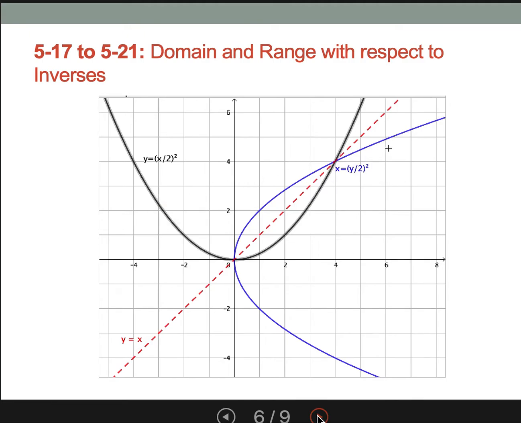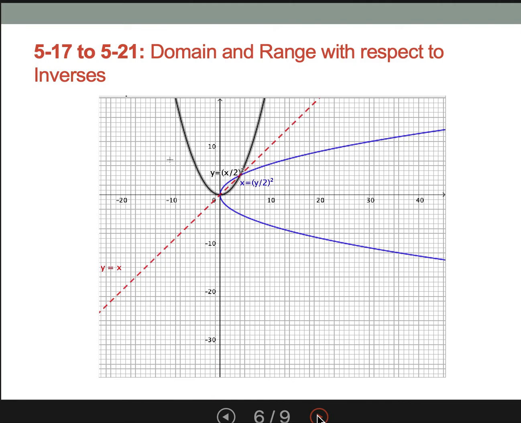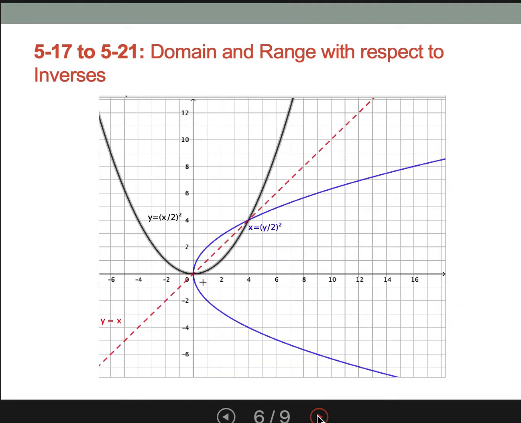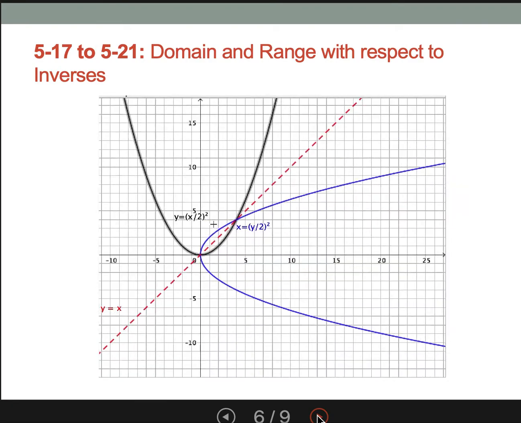Okay, so now I'm going to ask you, what is the domain and range of the original function, and what is the domain and range of the inverse? Okay, you're right. The domain of the original function is all real numbers, where I can widen this as much as I want. It goes forever out. And the range is y is greater than or equal to 0, because the lowest point of y is 0, and it goes forever up. So it goes forever up and out.